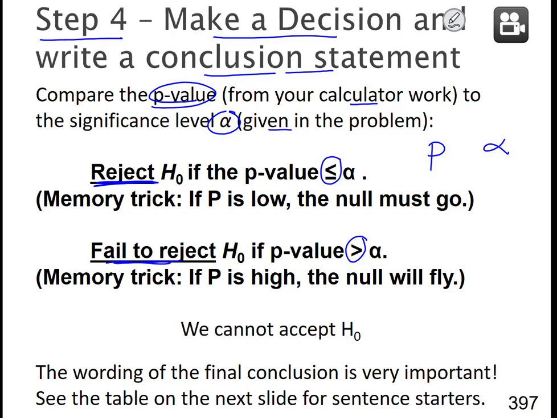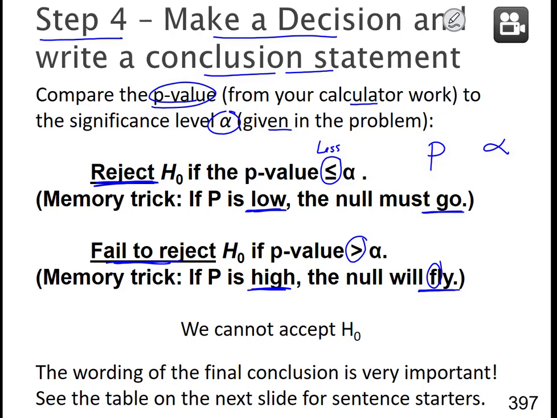As with many things in math and learning in general, there's a nice little memory trick to help you. If the p is less than, then we can say if the p is low, then the null must go. You're going to reject it. If the p is greater than, then we can say if the p is high, the null will fly, which means we don't have enough data to reject it. Or you could just remember F for fail to reject. We actually never say we can accept it, but we can fail to reject it.